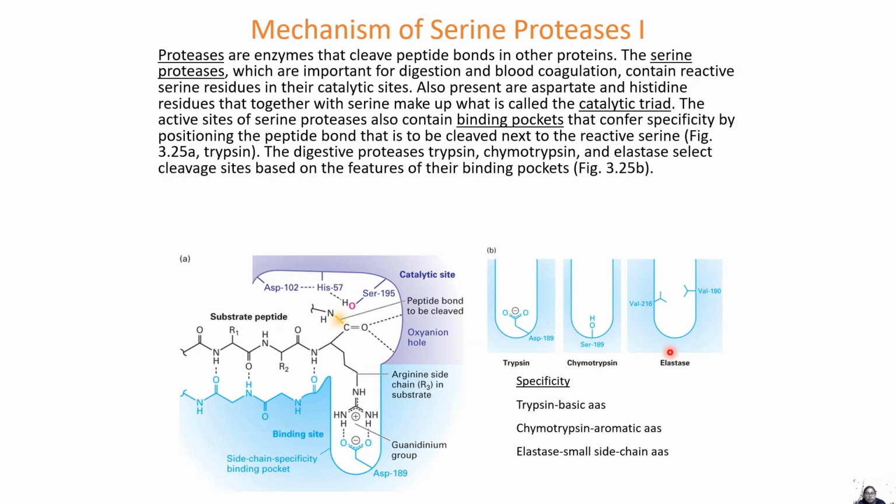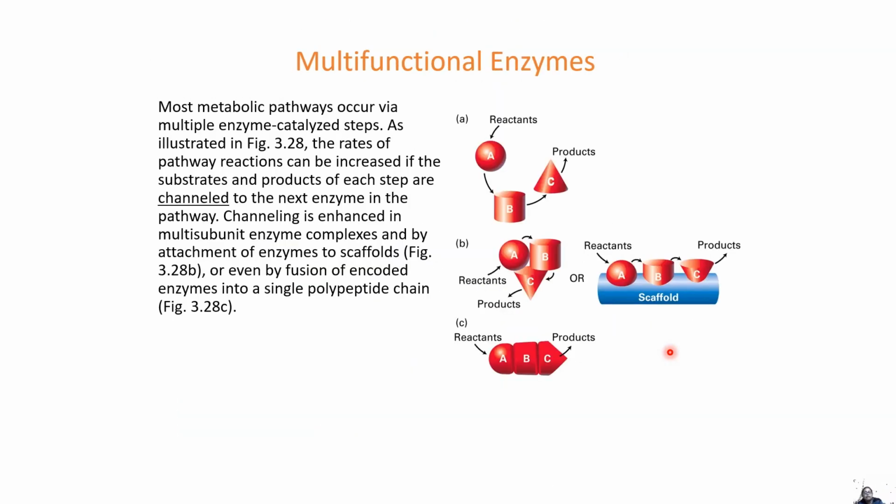Okay, so these are mechanisms of certain proteins. We don't get into that. There are also some multifunctional enzymes. Most metabolic pathways occur via multiple enzyme catalyzed steps, and the rates of pathway reactions can be increased if the substrate and products of each step are channeled to the next enzyme in the pathway. Channeling is enhanced in multi-subunit enzyme complexes, by attachment of enzymes to scaffolds, or even by fusion of the encoded enzymes into a single polypeptide chain.